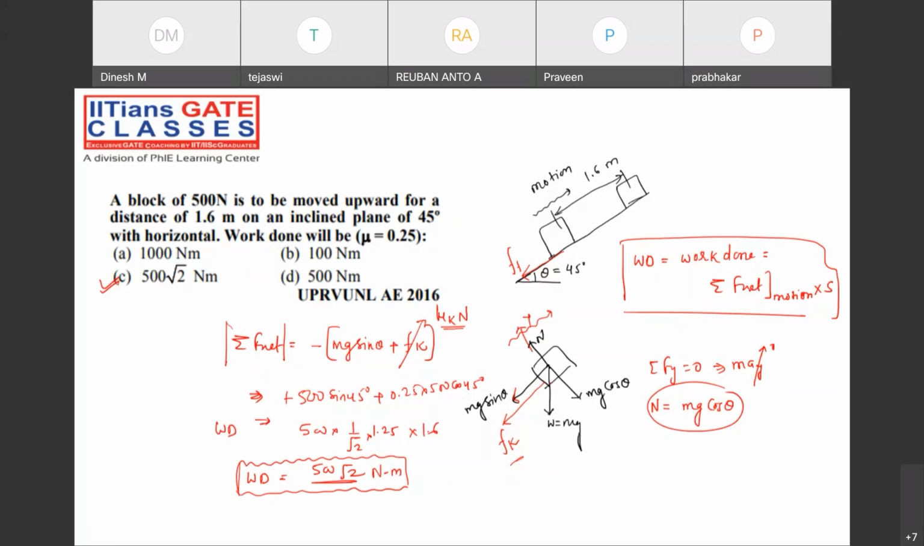Suppose if I had not told you about the net force in the direction of motion, you would have only considered mg sin theta. If I just told you force into distance, you might think only mg sin theta. No, the total force in the direction of motion. But there is no force in the direction of motion, or the forces are opposite to the direction of motion. That is why the answer is negative, right?